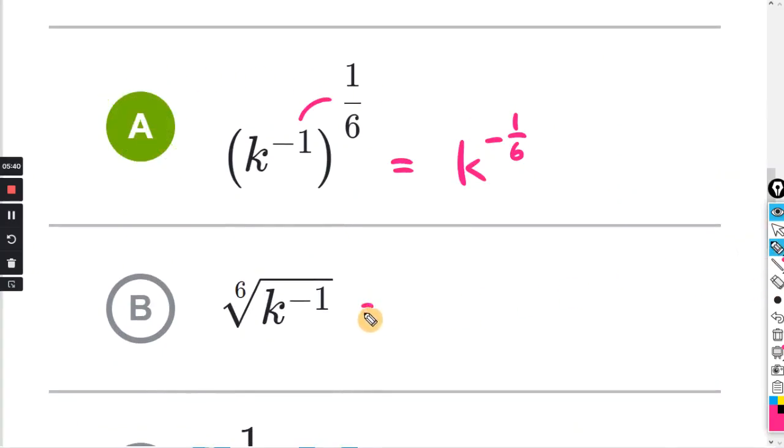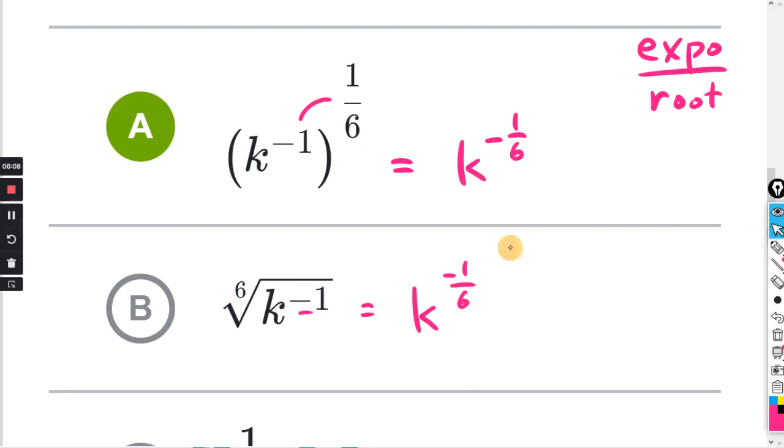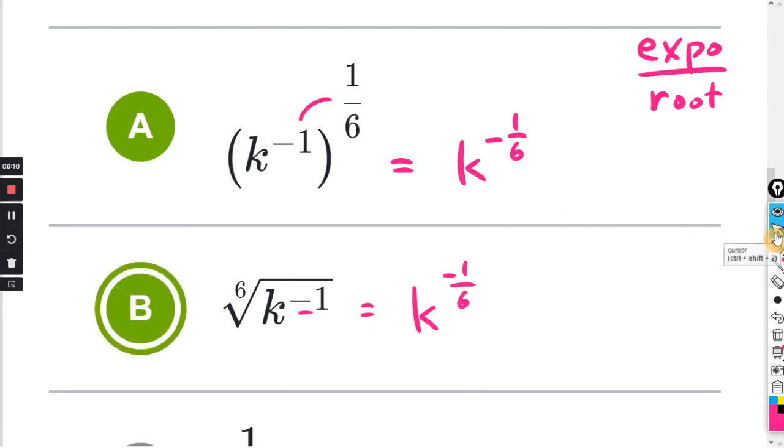Answer B. Remember the numerator is the exponent, and the denominator is the root. So we have k, and we're going to make the fraction exponent. The numerator is the exponent, that's negative 1. The denominator is the root, that's positive 6. k to the negative 1/6 matches, so B is good.